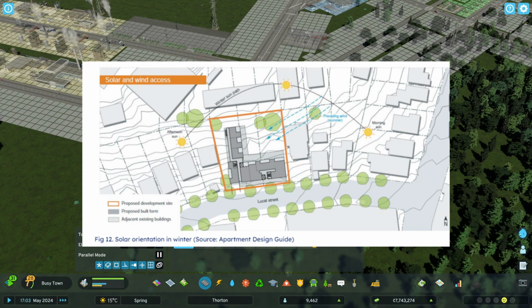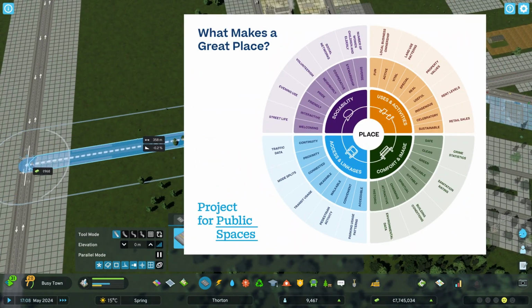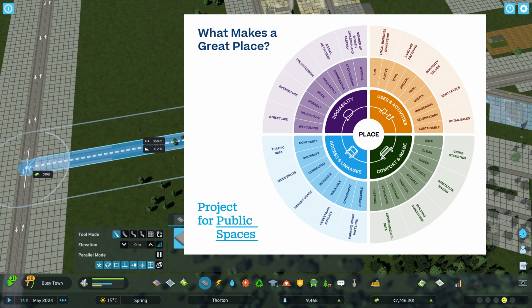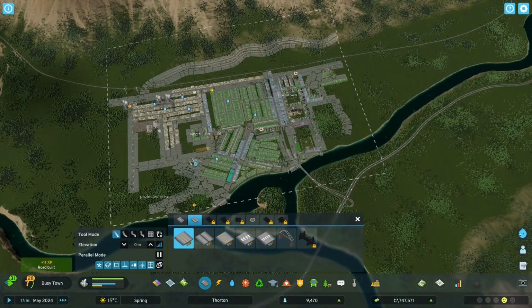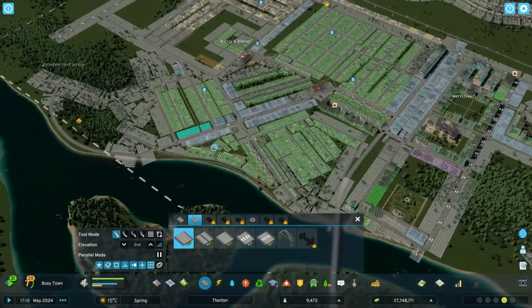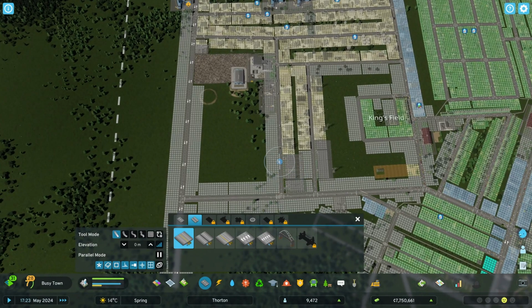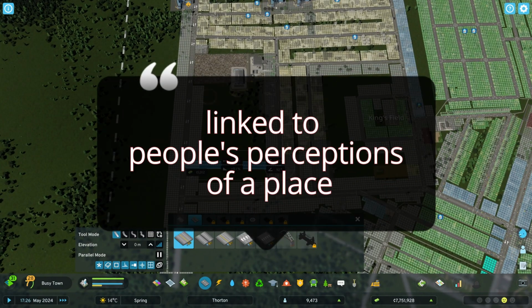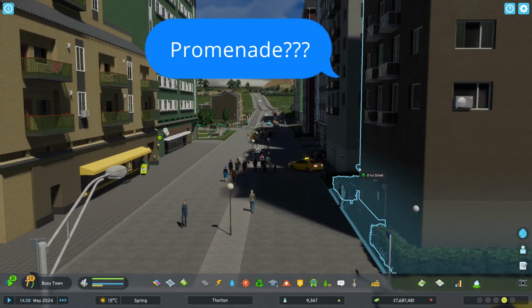orientation in winter. The fourth principle is the sense of place, the architectural design and heritage characteristics of urban structure shaped by the culture and history that enhances local identity and belonging for individuals and communities living in those places. These aspects are important for placemaking, linked to people's perceptions of a place. Let's see if we can find a place in Thornton that feels like it is culturally rich.